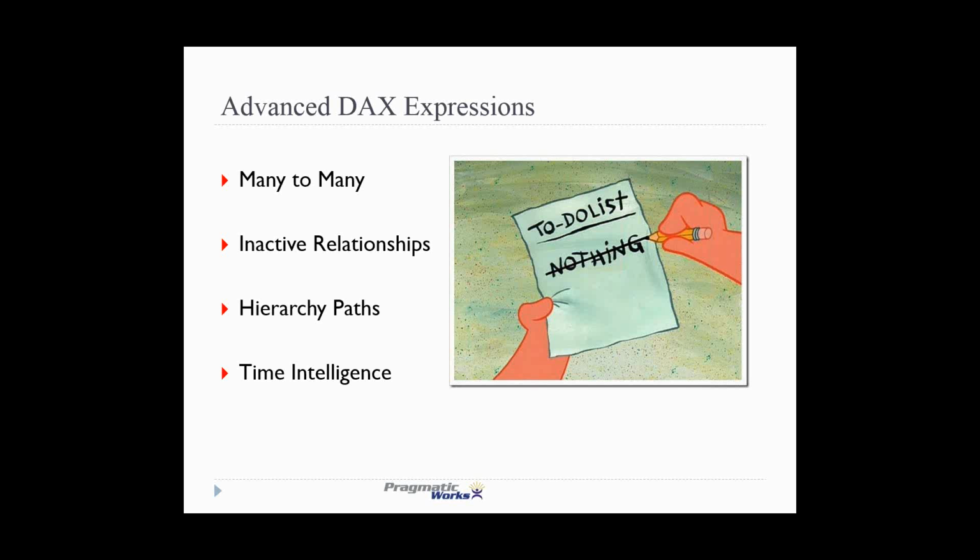I'll show you some hierarchy paths. Hierarchies that do a parent-child thing, and a parent-child hierarchy that automatically gets built out in multidimensional doesn't work like that inside of DAX, but you can make it actually work. We have some DAX functions I'll show you that will let you use those parent-child hierarchies. And then last, we'll talk about some time intelligence functions.